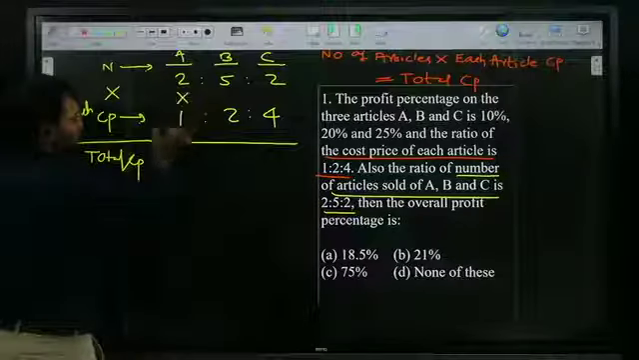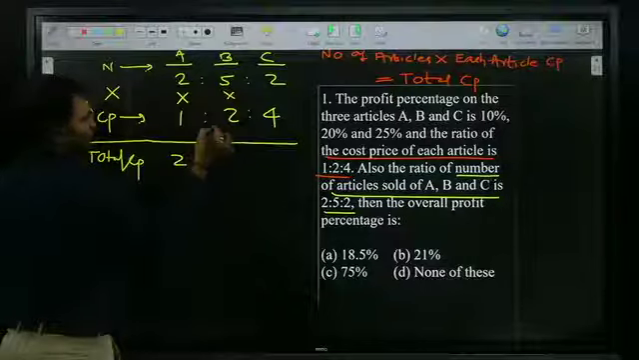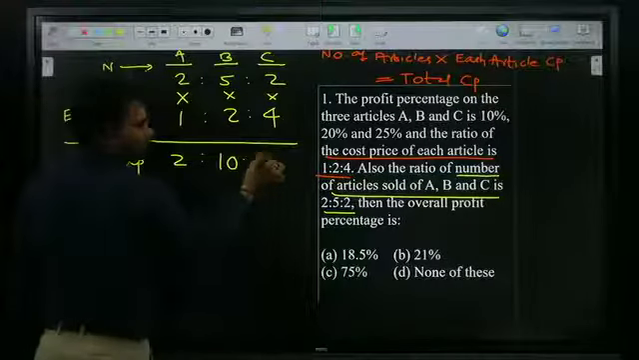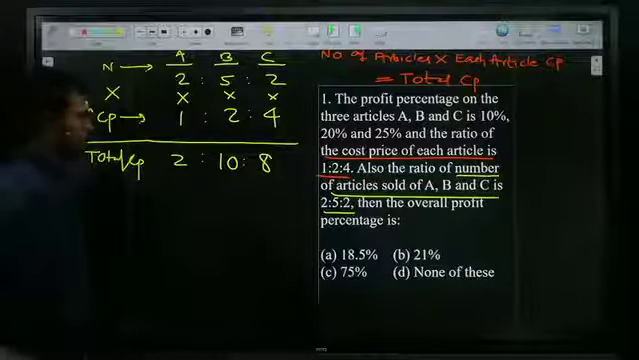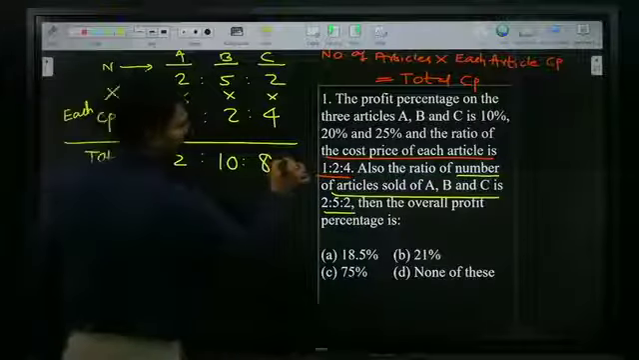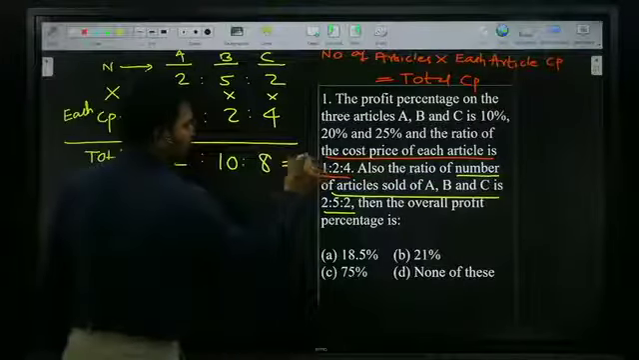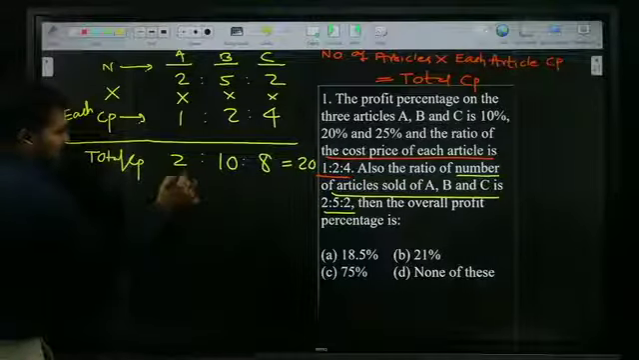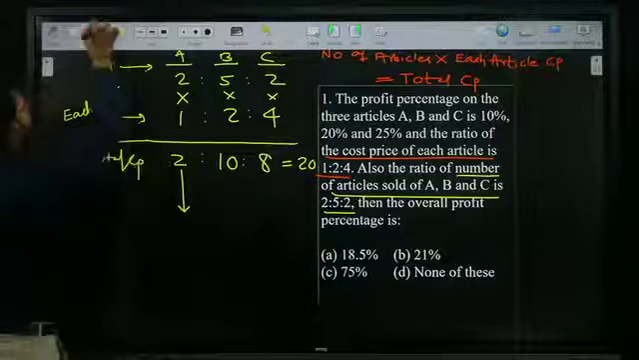So 2 into 1, 2; 5 into 2, 10; 2 into 4, 8. Therefore, total cost price is how much? 20. On the first article, article A, how much profit is he getting?